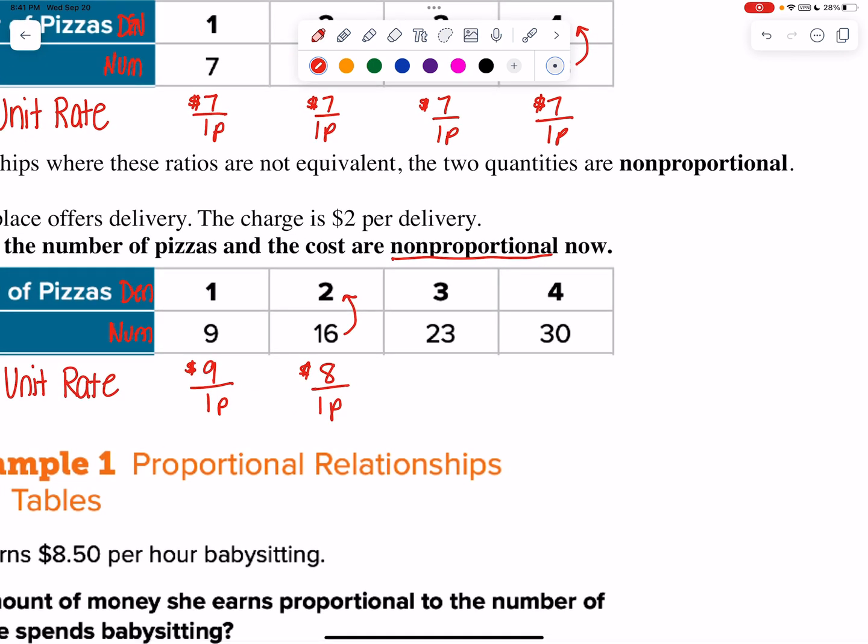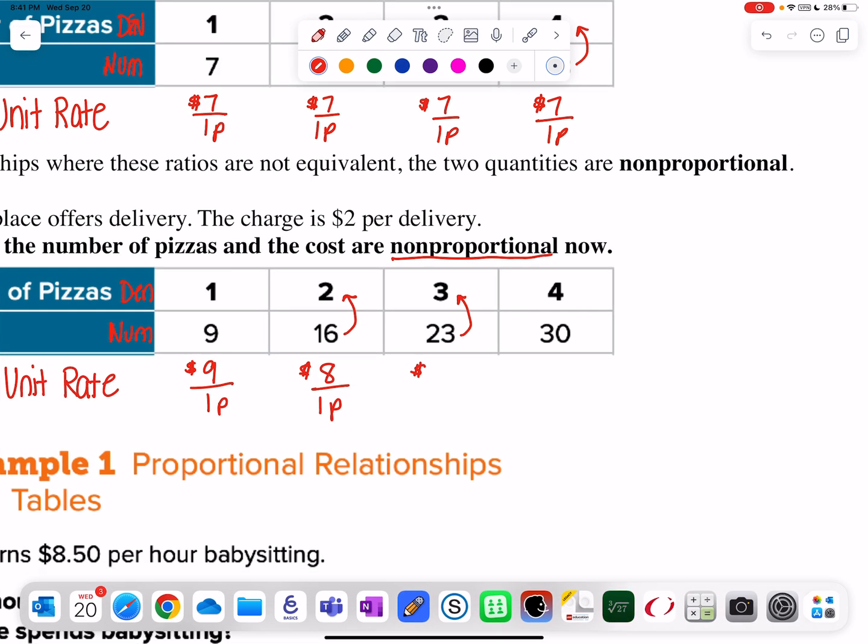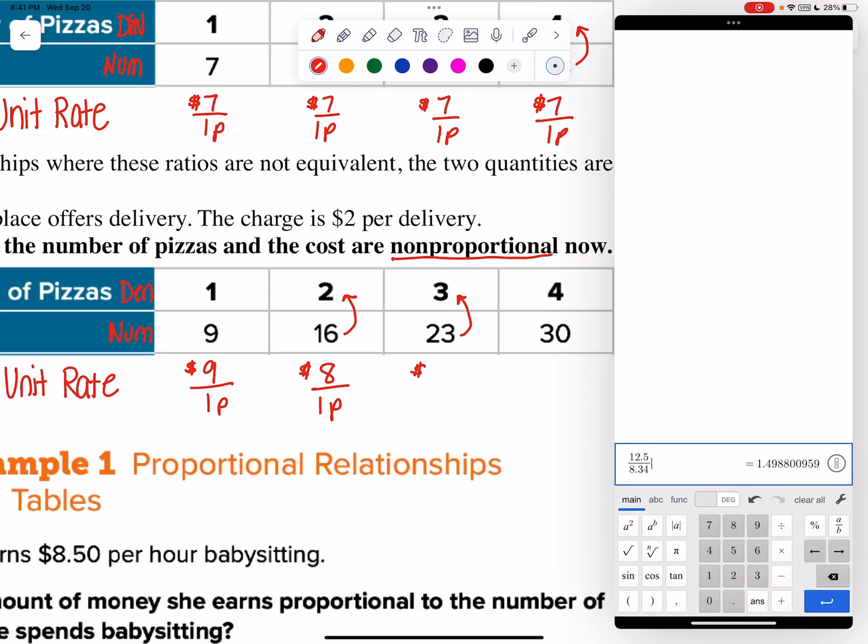Let's go ahead and you can do the division for the next ones too. So with 3 pizzas and the delivery charge, what's the unit rate per pizza if we divide it up? Let's go ahead and look. I'm going to hit clear all. 23 divided by 3, and we have 7.6 repeating, but think about that as money.